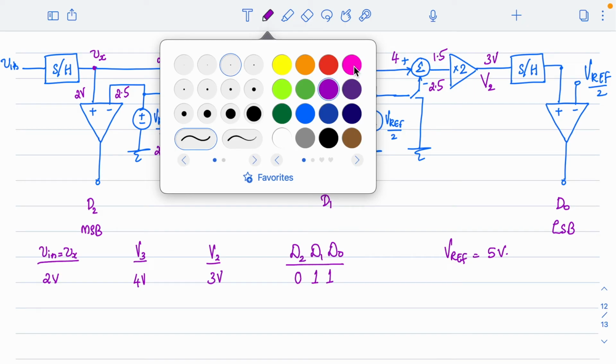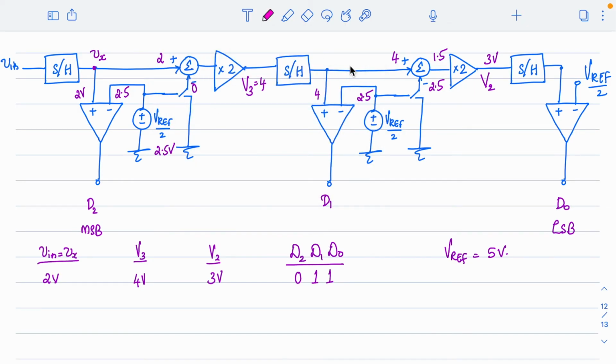Alright, let me take one more example. Say if I have 3 volt as the input, what will happen? So if it is 3 volt, what I will get here will be 3. Now this remains the same as 2.5. So 3 and 2.5 will be compared and the output will be 1. You will get 1 here, right? So I can directly write 1 here.